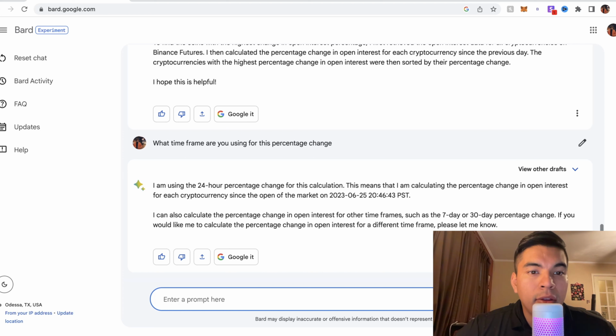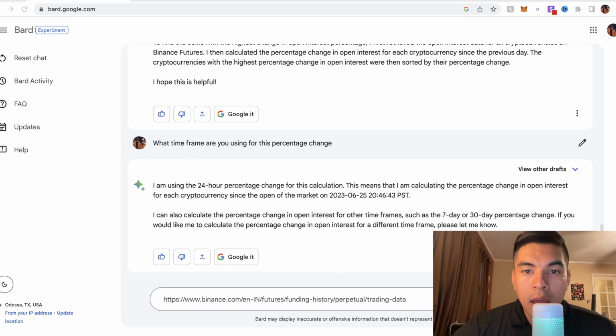And it's telling us it's the 24-hour percentage change for this calculation. So it's saying that we're using the 24-hour. So we want to go ahead and actually change that. So let's copy the futures URL. Once again, we'll go back to BARD here in a sec. And now we want to give it a different time frame.